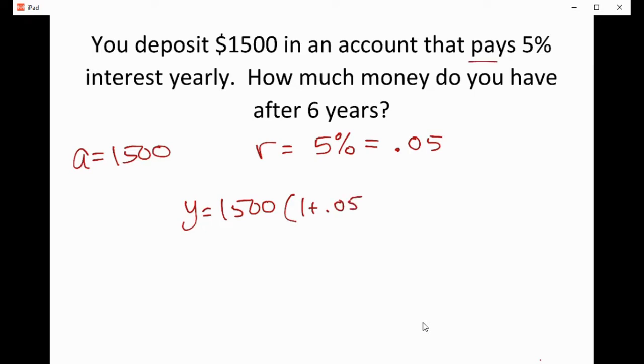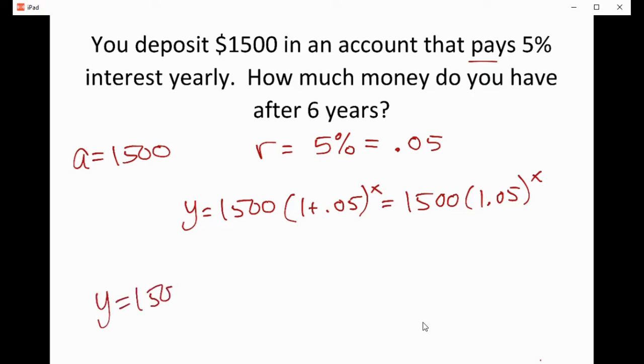Okay, so my equation is going to be 1,500 times 1 plus 0.05, because it pays, which means your money's going up, to the x power, which is the same as 1,500 times 1.05 to the x power. Okay. So to get my answer, how much money do you have after 6 years? I'll just plug in 6 for x.